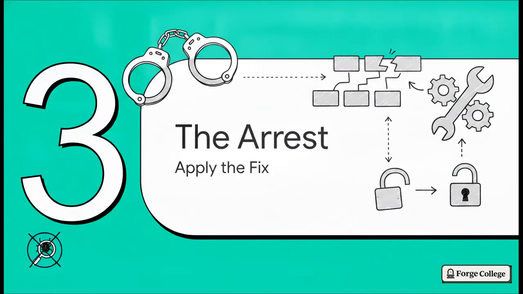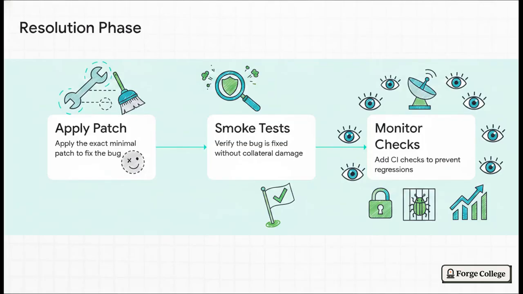Moving on to section 3, the arrest. Once the evidence is absolutely undeniable, it is time to make the arrest. But remember, in software engineering, making an arrest means a swift and highly controlled resolution. Step 1. Apply the exact, minimal, reversible patch. We are not rewriting the whole module here, folks. Just fix the bug. Step 2. Run your post-deploy smoke tests to verify the bug is truly squashed without causing collateral damage. And step 3. Add monitoring checks so that culprit can't ever break out of jail again.